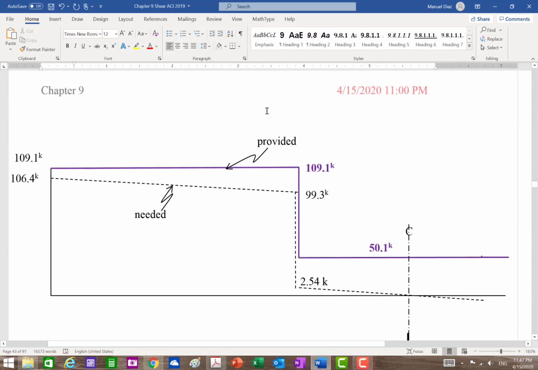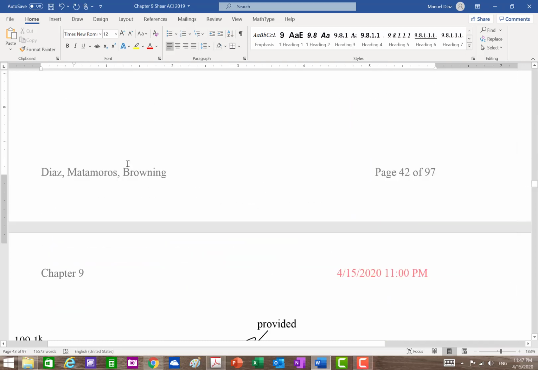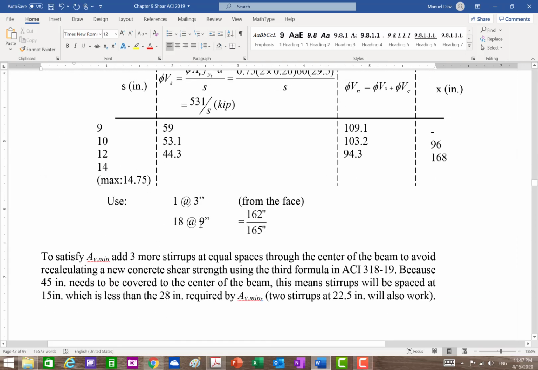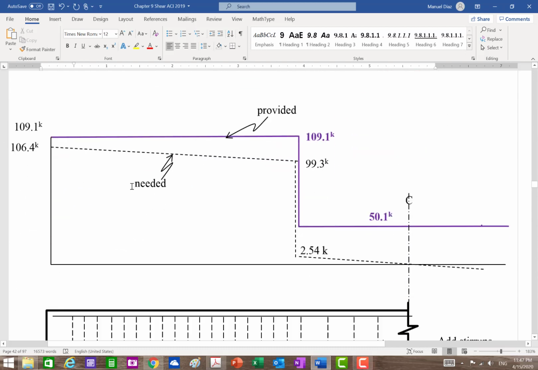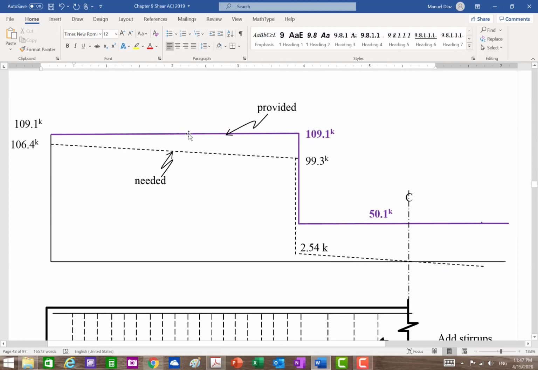All right. So then you plot your diagram versus what is needed, right? Versus what you are providing. So what are you providing? Well, I'm providing stirrups at 9 inches. Well, stirrups at 9 inches, that gives me 109, right? 0.1. For how long? Past the drop. Okay. So I'm providing that amount of strength right past the drop.